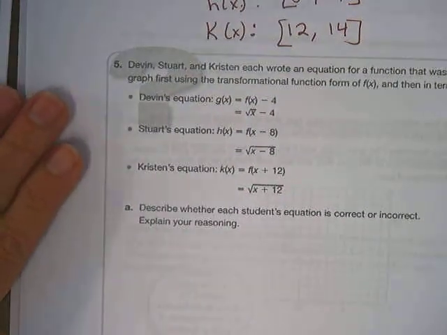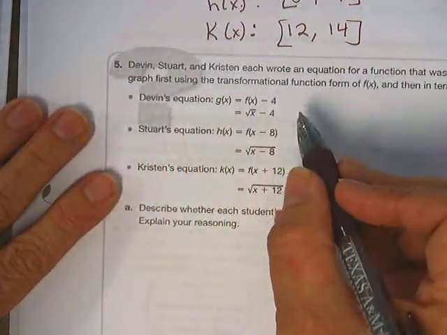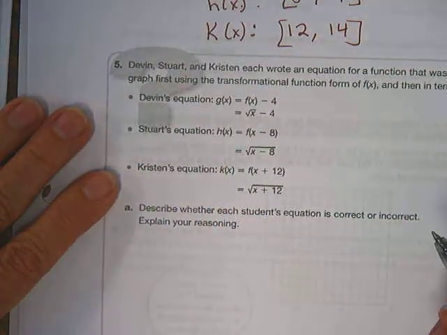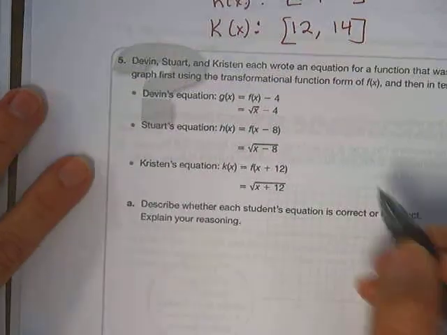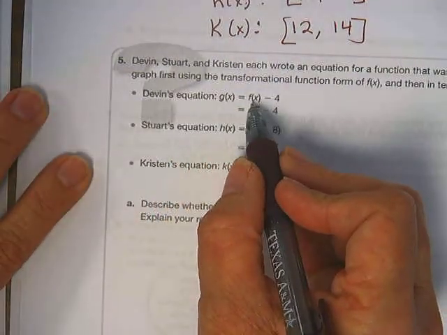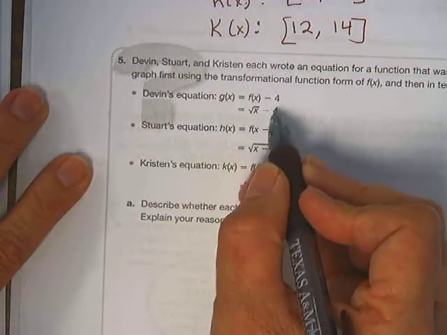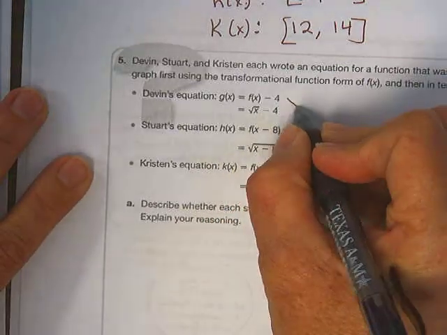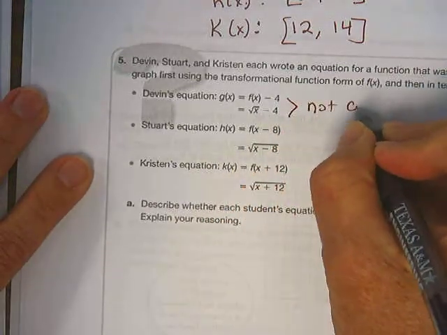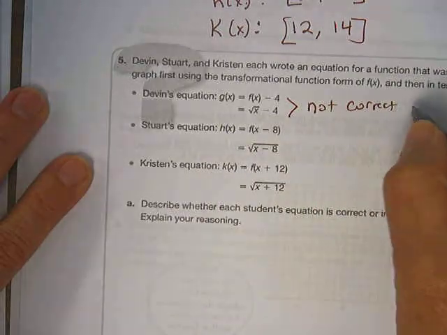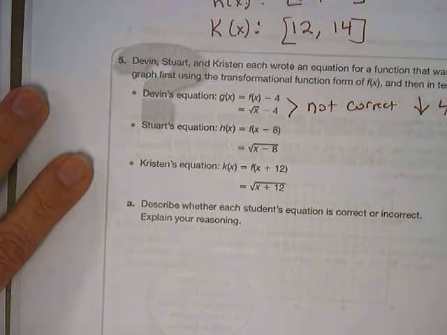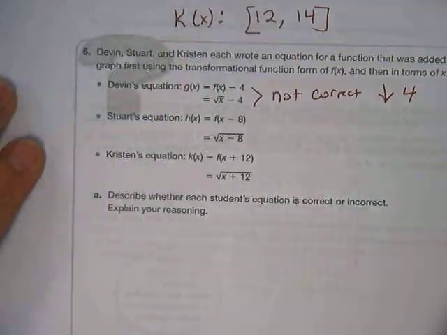Okay, so question 5. We've got 3 students who have tried to create the equations for g, h, and k. Let's decide if they're correct or not. So Devin's equation, he subtracted 4 from the function, which would be the square root of x minus 4. Not correct. And why is this not correct? Because this would cause it to move down 4, which is not what we wanted.